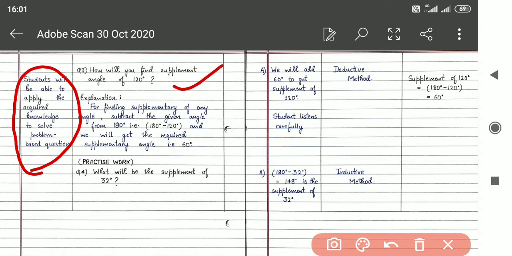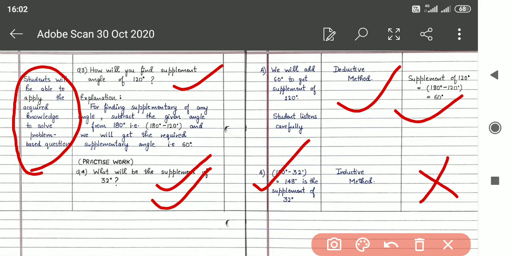Now the questions based on this will be solved. So that is why it is known as deductive method, because what is supplementary angle has been told. Now based on that the sums will be solved, the questions will be solved, and the practice work is done here. You can see first the pupil teacher tells and it is shown on the blackboard. Then the students are given the question and students solve this question in their copy. So it is not here on the blackboard because it is now in the copy which the students have solved.